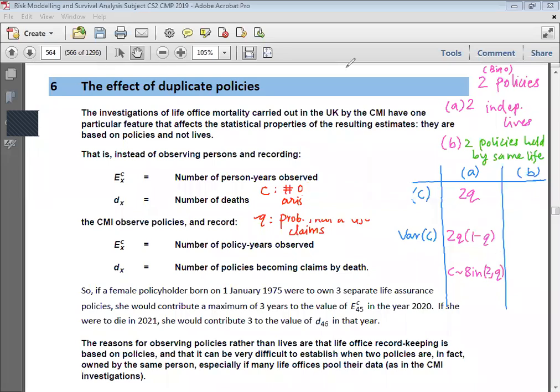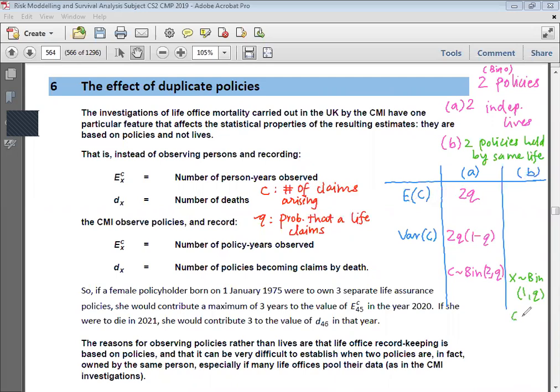And now let us have a look at the other scenario. So in the B case, what will be my expectation? So here I know that there is only one life, right? So my X follows a binomial with 1 comma Q. I know there is only one life and there are 2 policies held by the same life.